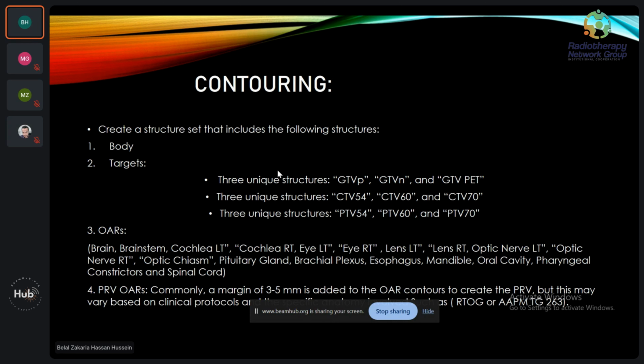We need to mention here that in the RTOG, the acceptance criteria were evaluated for the plan. The PRV is created only for some organs at risk, not all of them. Commonly the margin is added for the PRV, just for example for the spinal cord, the brainstem and the chiasm. We add a margin of minimum 3 to 5 millimeters, based on the RTOG, and most commonly follow the PRV for organs at risk in Task Group 263.